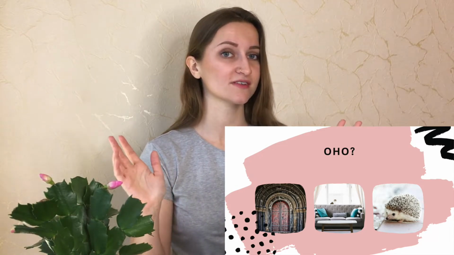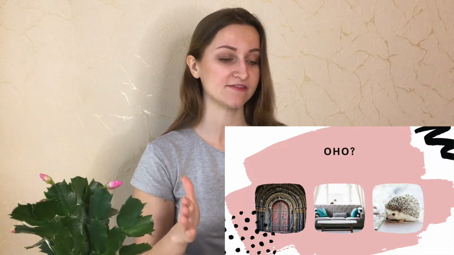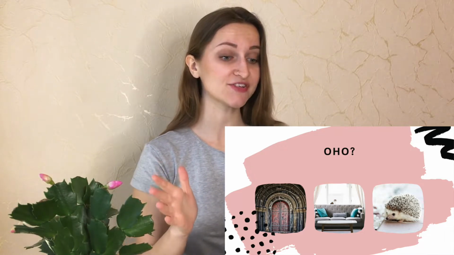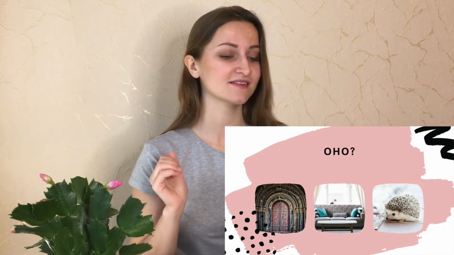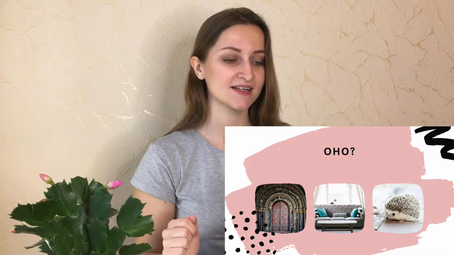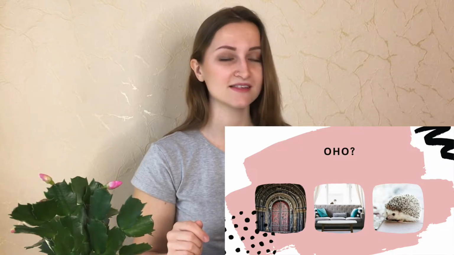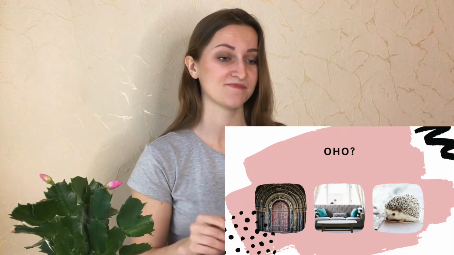Оно is for neutral. Оно means it. So we have a door, дверь, a sofa, диван, and hedgehog, ежик. We will learn them later, don't worry. Дверь, диван, ежик. And all of them are feminine or masculine. So дверь is feminine, диван is masculine, ежик is also masculine.